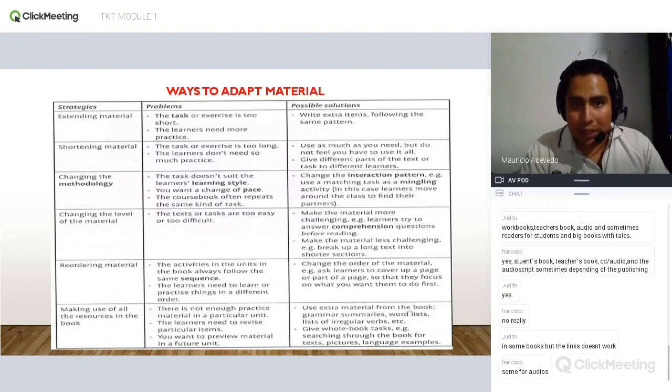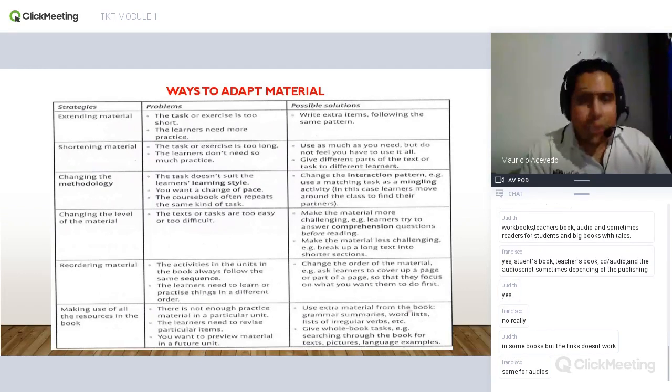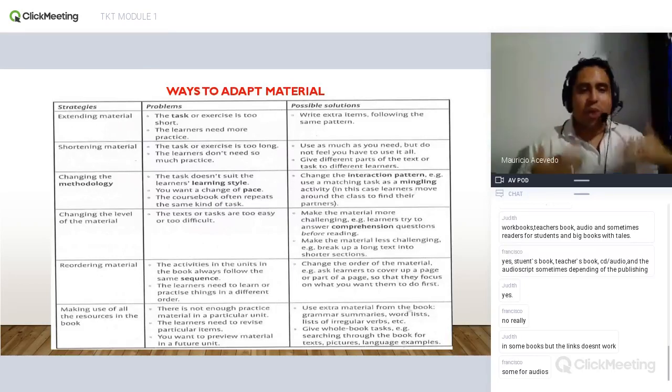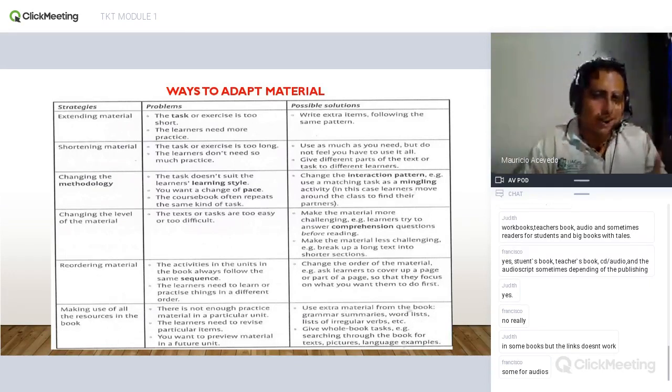Okay, so in this case, that is indeed the possible solution. Change the order of the material. Example, ask learners to cover up a page or part of a page so that they focus on what you want them to do first. Okay, very good. And making use of all the resources in the book. Okay, what is a problem? There is not enough practice material in a particular unit. So that's a problem. Okay, you want to practice more, but the things that you have in the book are not enough, right?